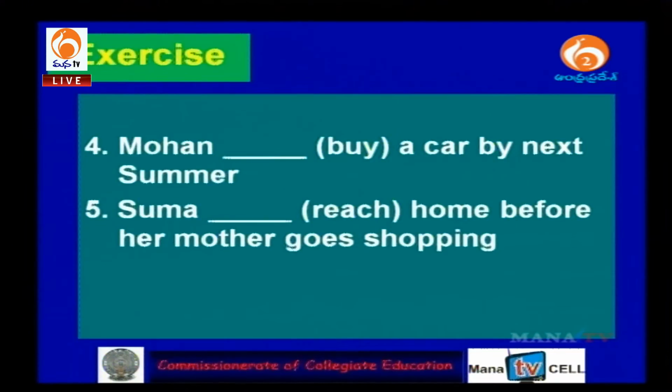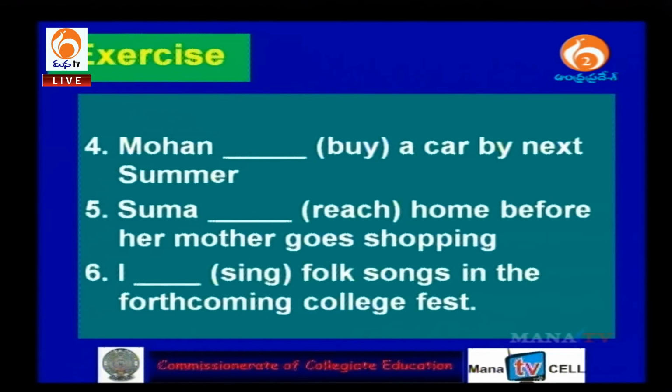Now, the next example, you can go through them very quickly. Mohan dash buy a car next summer. That means he is supposed to buy a car before next summer starts. That means the action should have been completed before next summer. In that context, we use will have plus V3 to fill the blank.